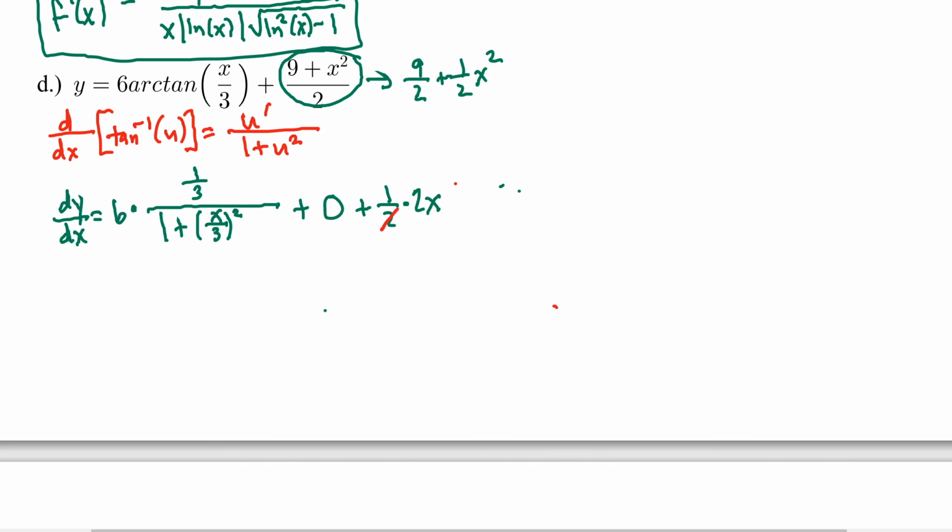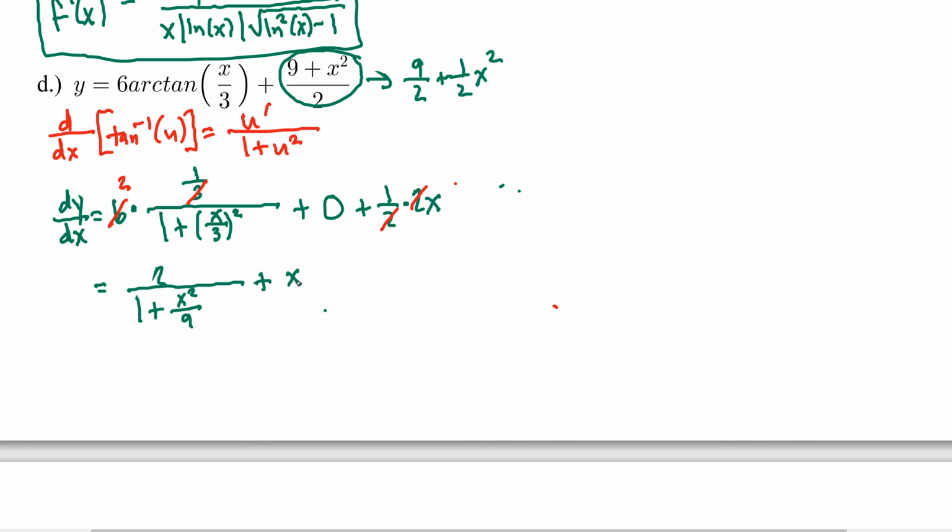Okay, so I'm going to do some canceling here. Those 2's are going to cancel. Notice on this leftmost term we have 6 times 1/3. 6 times 1/3 is 2. So we could simplify this first term to 2 over 1 plus, let's go ahead and square, x squared over 9 plus 0, which we can leave out, plus x.